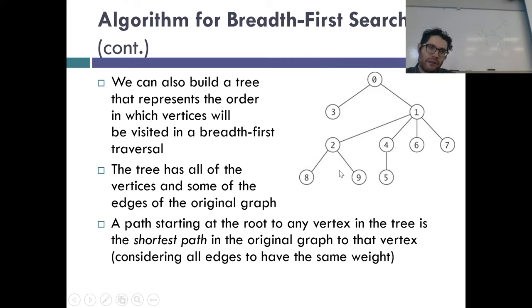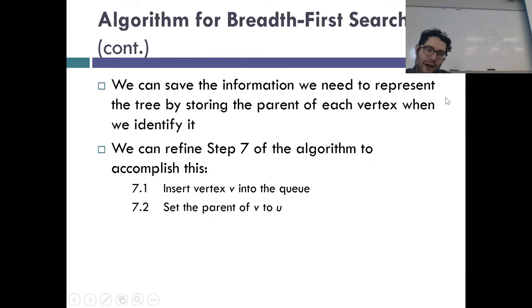Yes. That tree would depend on what first thing you visit, right? Right. That tree would depend on the first thing you visit. And also what order you decide to visit stuff in here, right? So with 0, there's nothing that would have stopped me from going to 3 first after 0, and that would have produced a radically different tree.